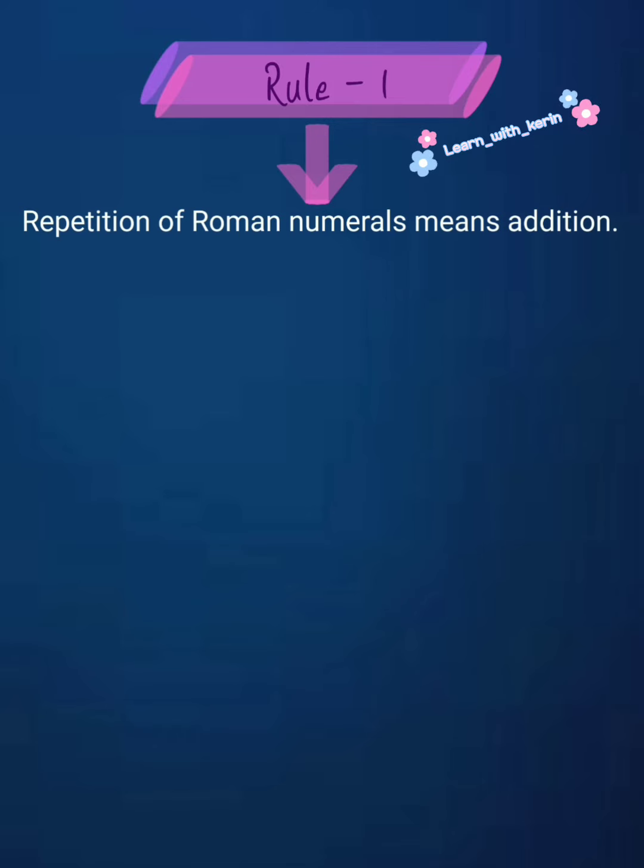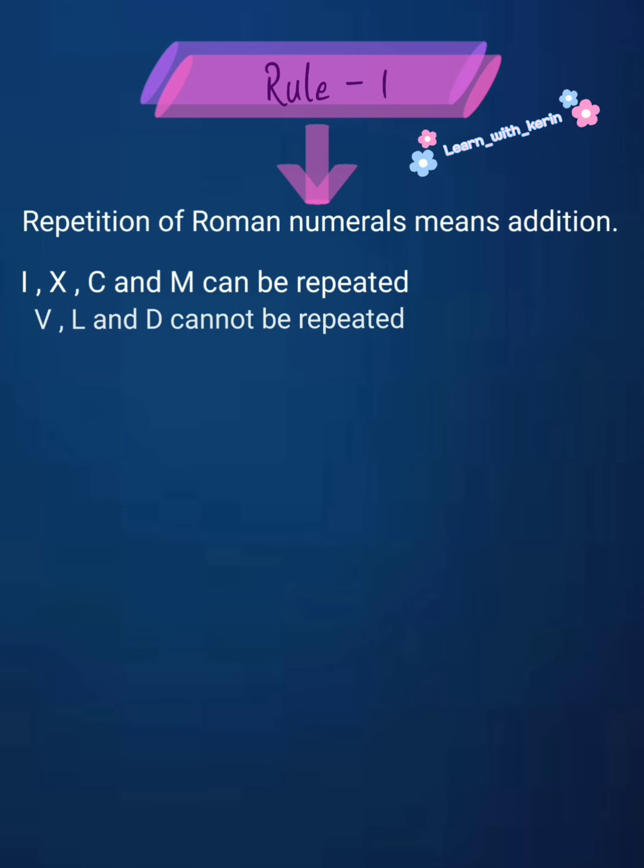Rule number 1. Children, now you know that there are 7 symbols in Roman numerals. Repetition of Roman numerals means addition. Among those 7 symbols, only I, X, C and M can be repeated, and V, L and D cannot be repeated. No numerals can be repeated more than 3 times. Let us consider few examples here. Let us repeat few symbols and write the values.